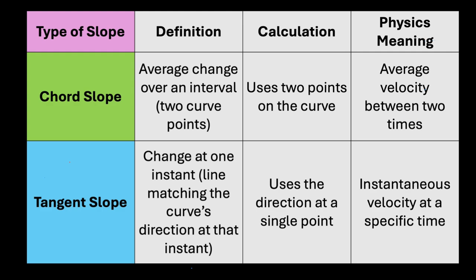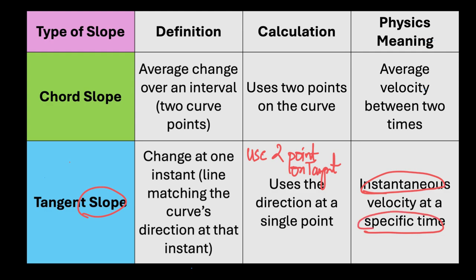Instead, if you use the direction at a single instant and use 2 points on the line, maybe I should write it down here. Here as well, you can use 2 points, but not on the curve, rather on the tangent. What you get is the slope of the tangent, which gives us the instantaneous velocity at a specific time. So this is between time t is equal to 4 to time t is equal to 8, say for example, whereas this one will give you the exact velocity at time t is equal to 12 seconds.